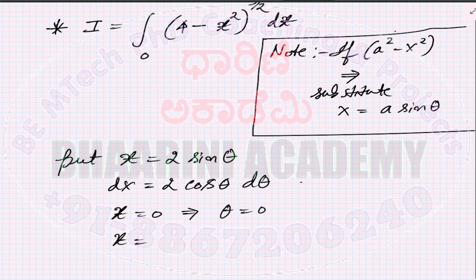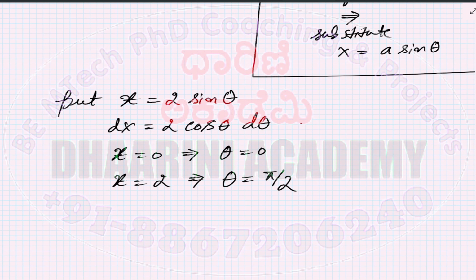Similarly, I know that x equal to 2 is the upper limit. This means 2 sine theta is equal to 2. 2 will get cancelled. Sine theta is 1. What is the angle with sine 1? That is pi by 2. So theta becomes equal to pi by 2. This is the upper limit. So, normal change of limits, that's all. So apply this now. Therefore, I becomes equal to the integral, with theta varying from 0 to pi by 2.